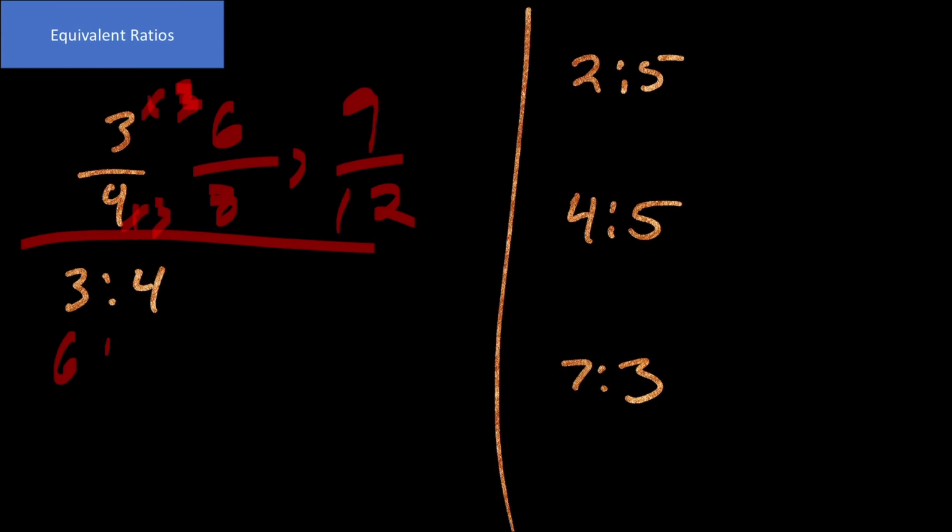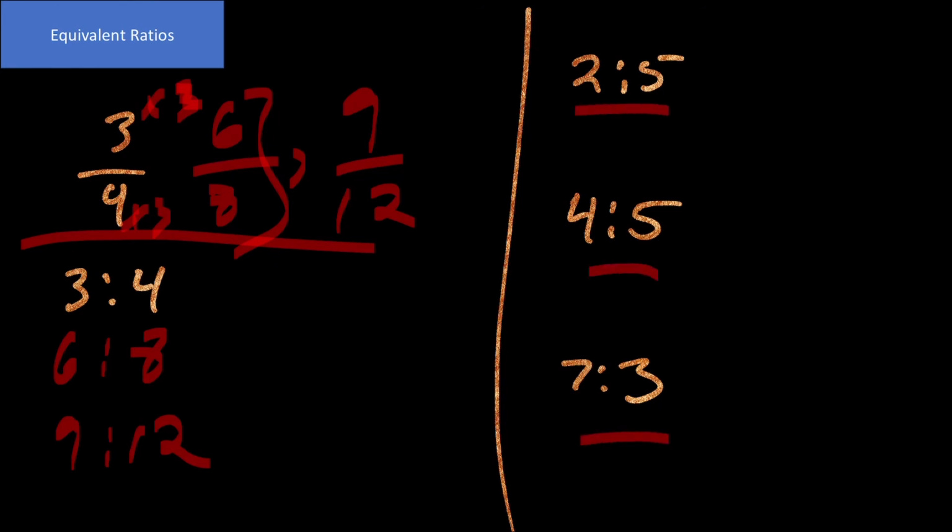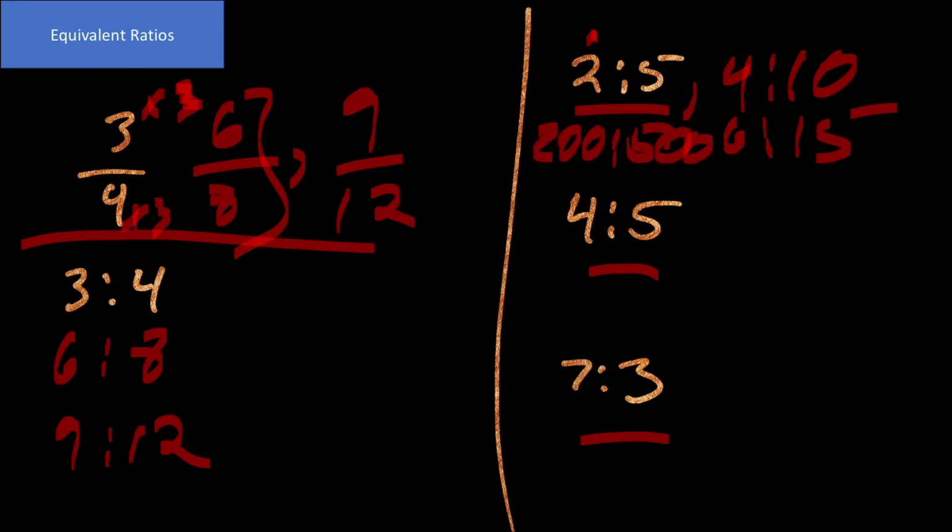So a 6 to 8 ratio is very similar, right, to a 9 to 12 ratio. Okay, so I just want you to find two equivalent ratios there. So you can have anything here as long as you multiply both of them by the same number, right? So if I multiply by 3, if I multiply both by 100, still equivalent.